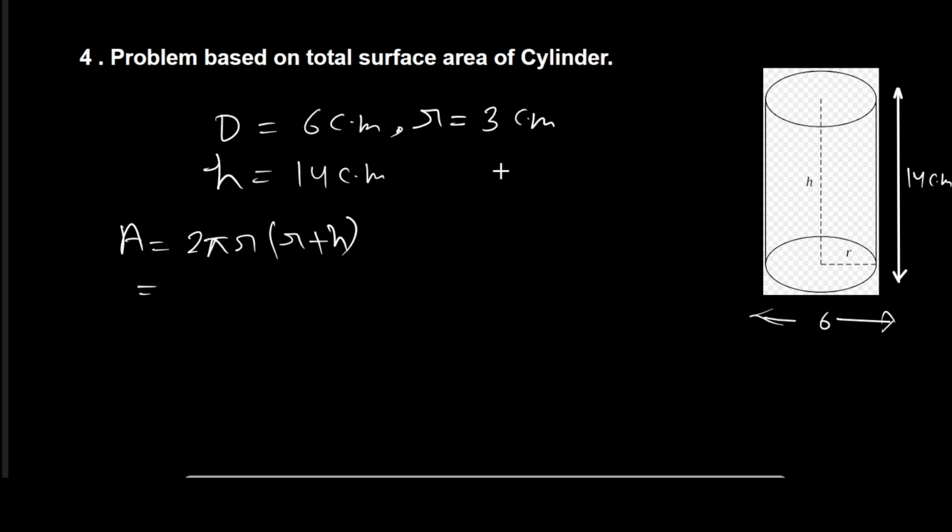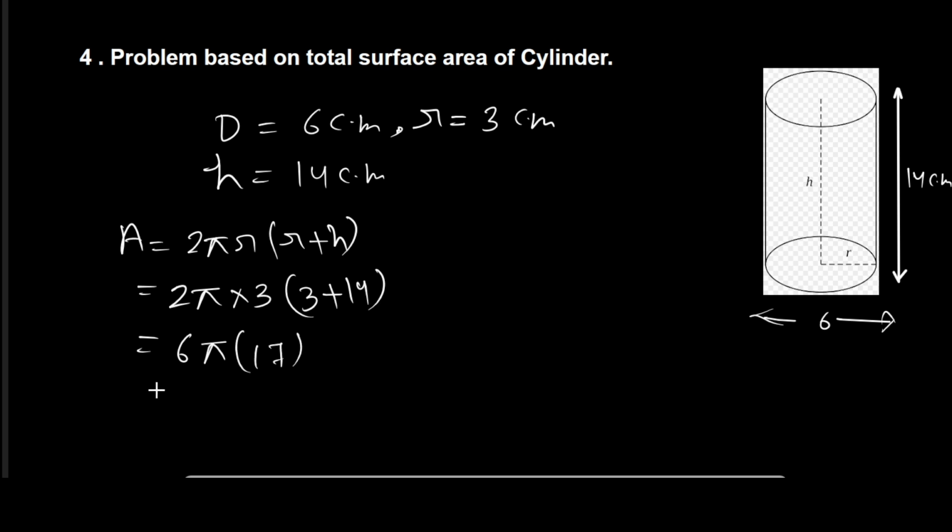So now plug these values into this formula. So we have 2 pi times r, where the value of r is 3, and the value of h is 14. Now 2 times 3 gives us 6 pi, and 14 plus 3 gives us 17. Now 6 times 17 gives us 102 pi. The unit of any area is unit square. The units are given in centimeter, so it is centimeter square.